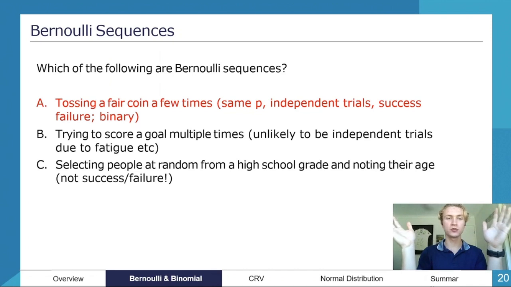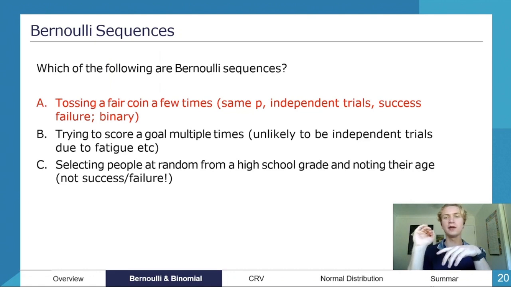However, when we look at B, trying to score a goal multiple times, this is unlikely to be independent. And the reason I say that is if you've scored a goal, it's going to give you confidence, and you're probably going to be more likely to score a goal in the future. Like athletes who start doing well are more likely to then keep on going and do well. Also, the probability is not therefore going to be constant. You're going to be tired by the end of it. The chance of scoring a goal might be higher or lower at the end, depending on your level of fatigue versus the goalkeeper's. Hence, for those last two, independent trials is not true, because if you've scored a lot of goals, you're probably more likely to keep scoring due to the psychology of that.